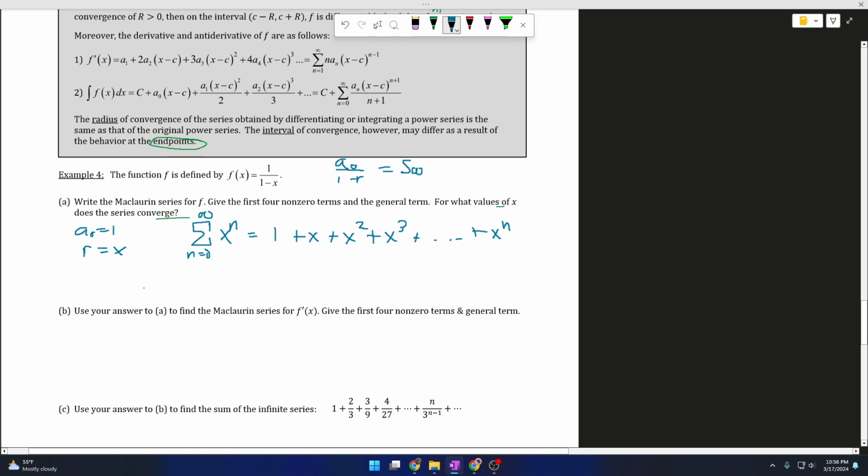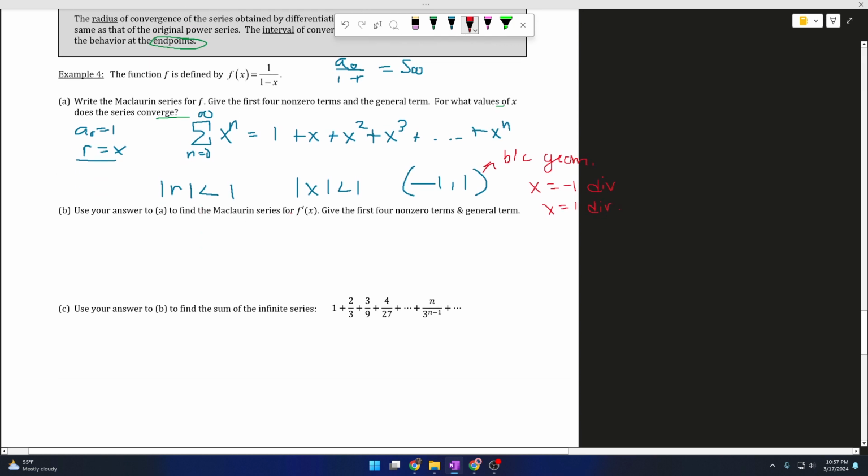For what values does it converge? Well, we know for convergence, the absolute value of r must be less than 1. That's the absolute value of x less than 1. That means it converges from negative 1 to 1. We do not have to check endpoints because it's geometric. So because it's geometric, endpoints not needed. x equals negative 1 diverges. x equals 1 diverges. That is how geometric works. So we're good to go.